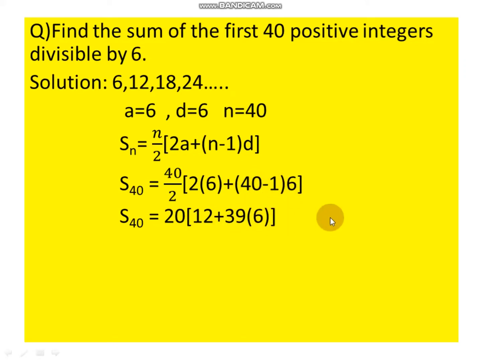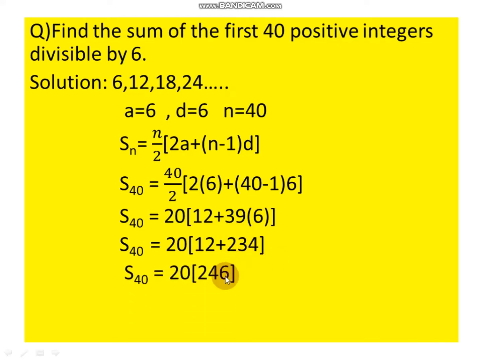into 6. Then S40 is equal to 20 into 12 plus 39 into 6 is 234. Then you add 234 and 12, you will get 246. Therefore 20 into 246 is equal to 4920. So this is how we can calculate the sum of the 40 terms which are divisible by 6.